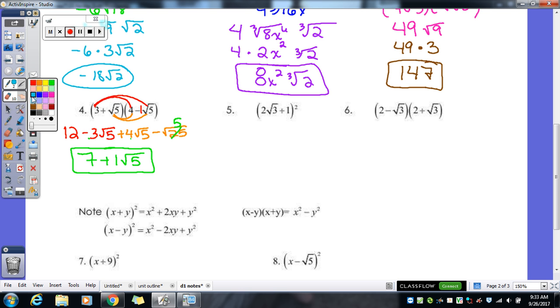Alright, let's try number 5. So we got 2 radical 3 plus 1 squared. So that means it's going to be 2 radical 3 plus 1 times 2 radical 3 plus 1. You got to write it twice. And now we're going to multiply just like we did for number 4.